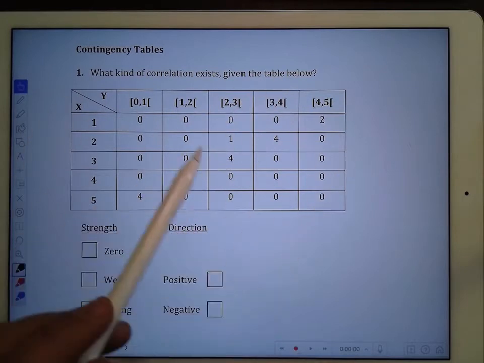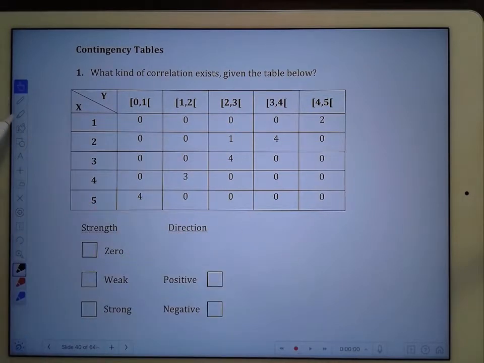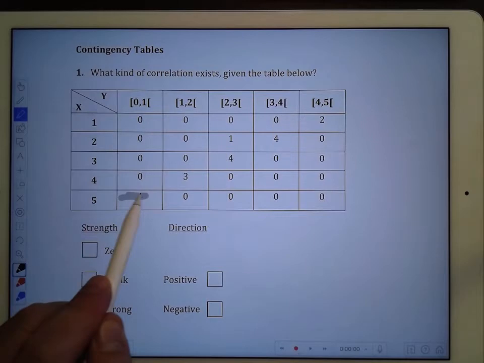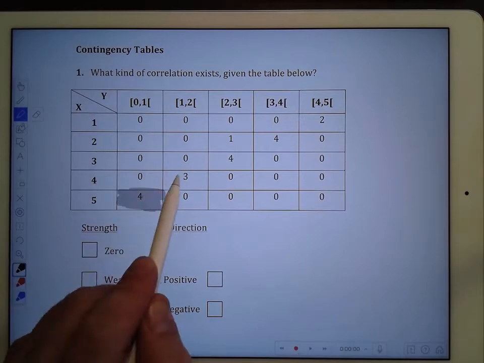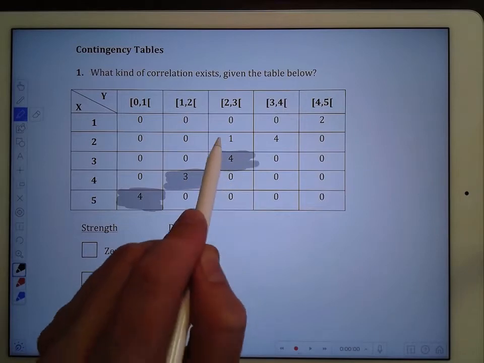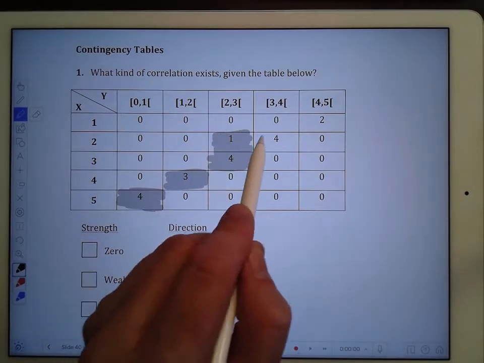data distributed across this particular table, and I'm going to grab my highlighter and I'm just going to show where the data happen to be in the table. So take a second and highlight those out, just the cells where the numbers exist, other than the zeros.